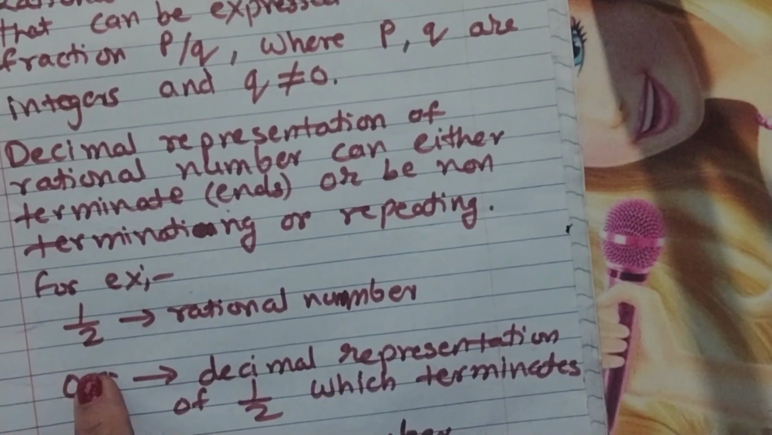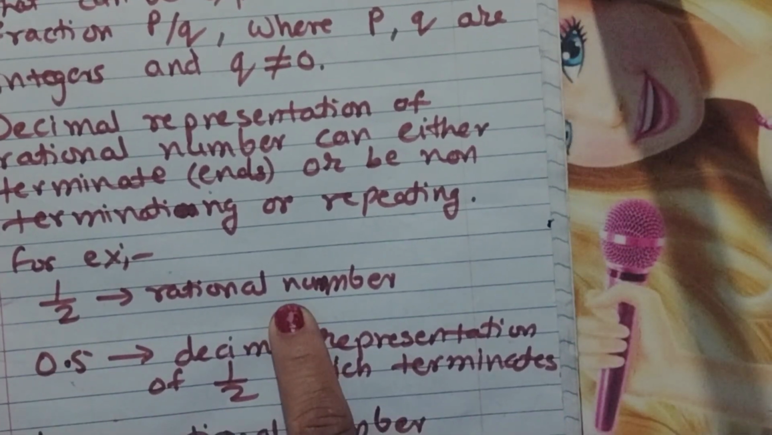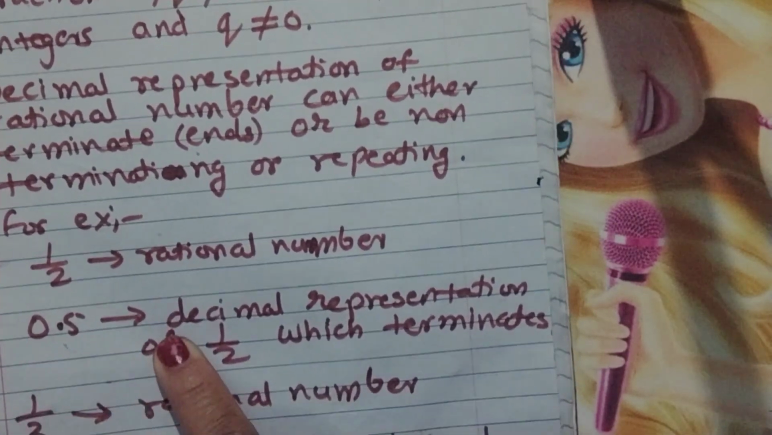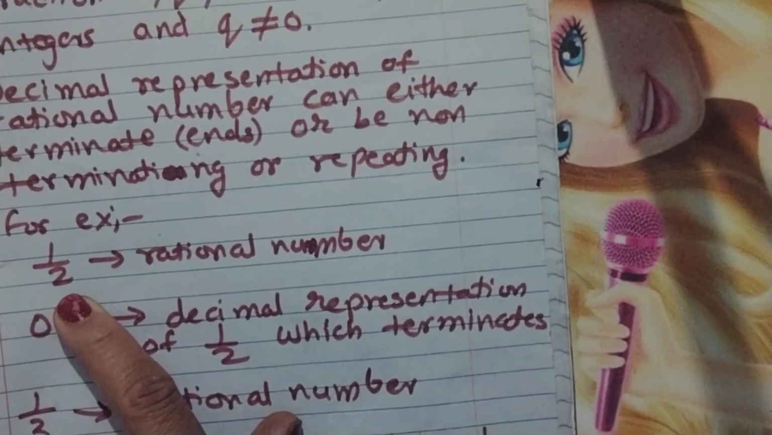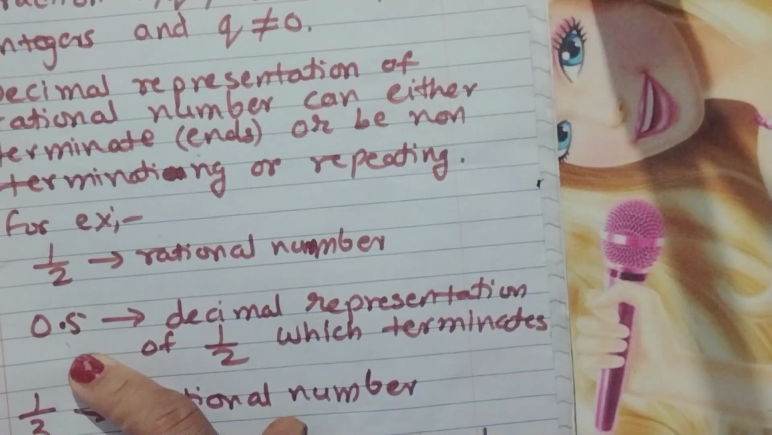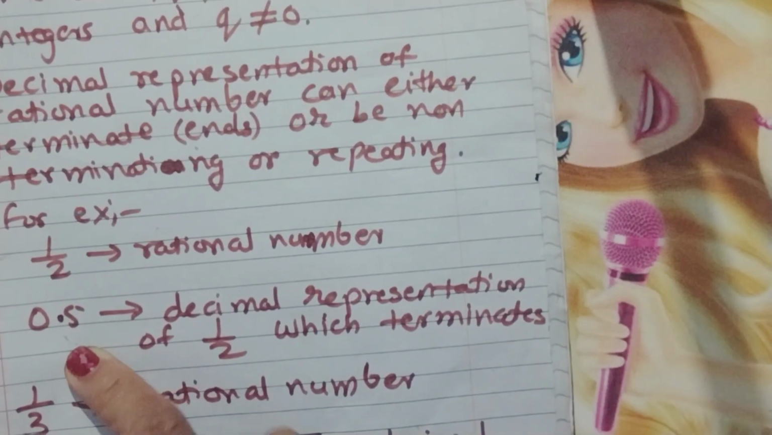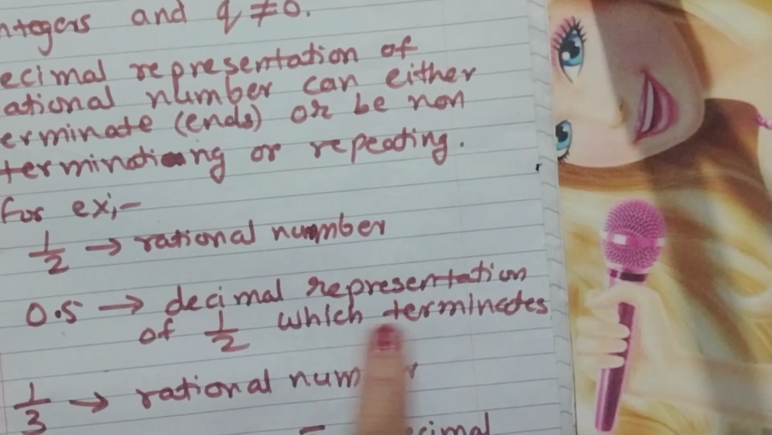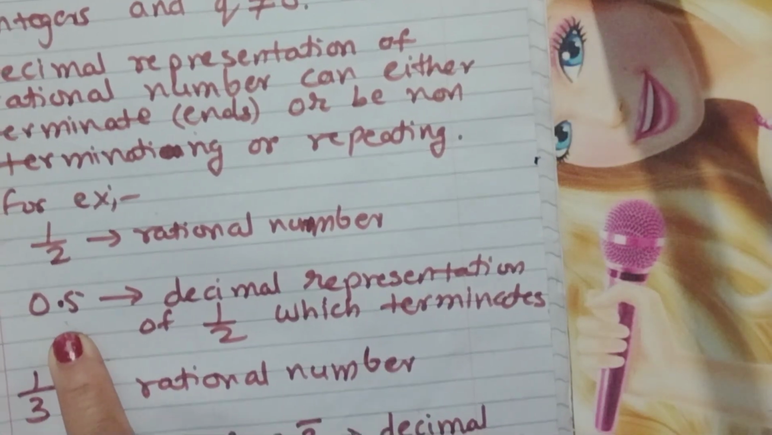For example, 1 upon 2. It is a rational number. Its decimal representation is 0.5. After solving this example, 1 by 2, after division, we get 0.5 as the decimal representation. So the decimal representation of 1 by 2 terminates. Means we get the answer easily as 0.5.